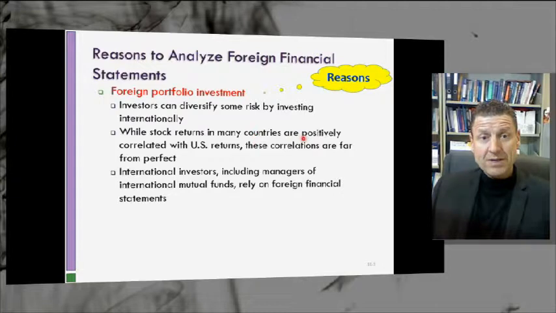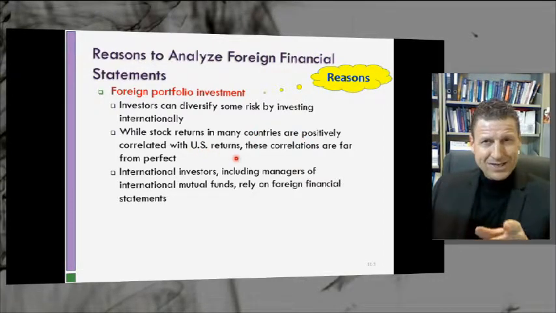Stock returns in many countries are positively correlated to US returns, but the correlations are far from perfect.